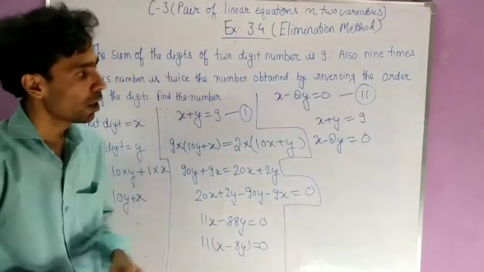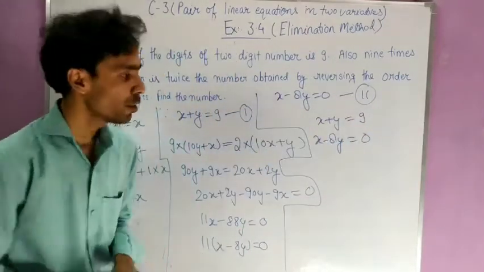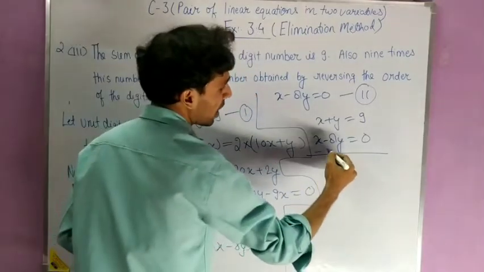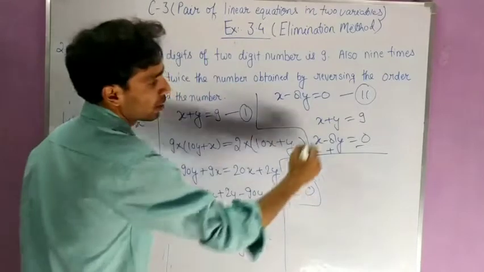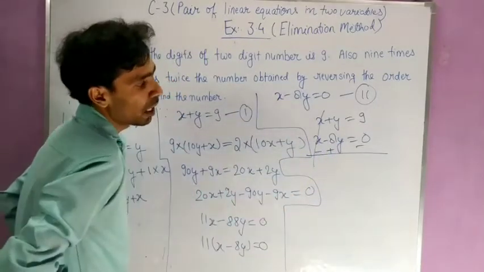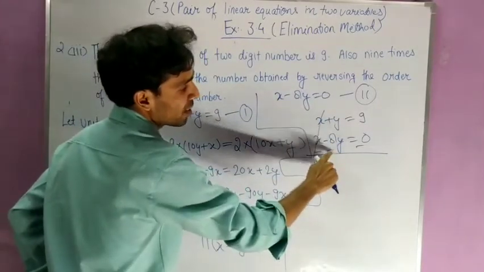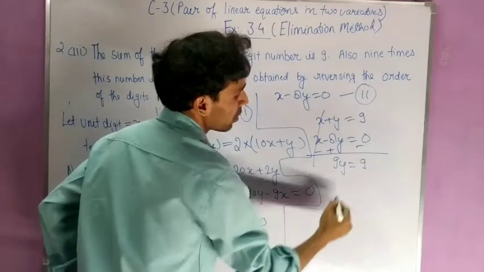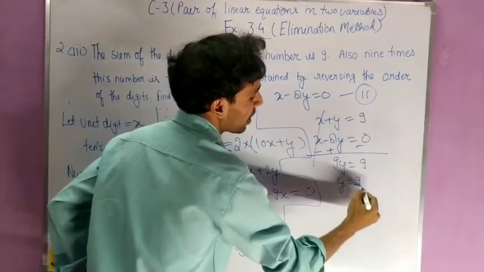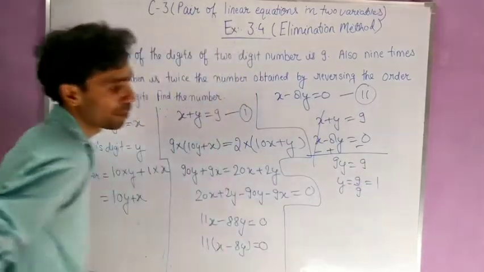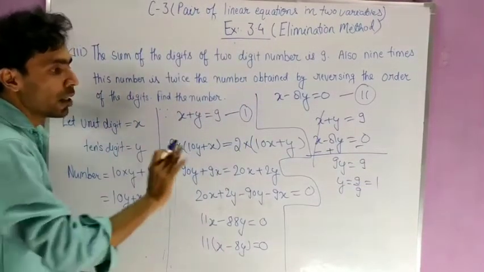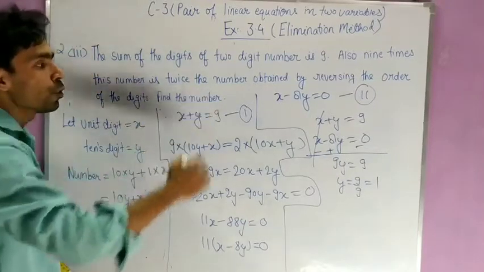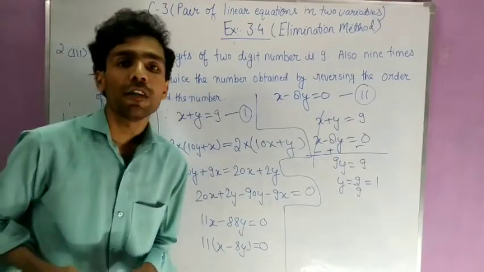Now see, both x terms have the same sign, so we will subtract. I already told you how to do it. So x will be cancelled. Now y minus minus 8y, that is y plus 8y, will become 9y. So 9y equal to 9. So y will be equal to 9 by 9, equal to 1. Now you got the value of y. By putting the value of y in either equation, we can get the value of x.